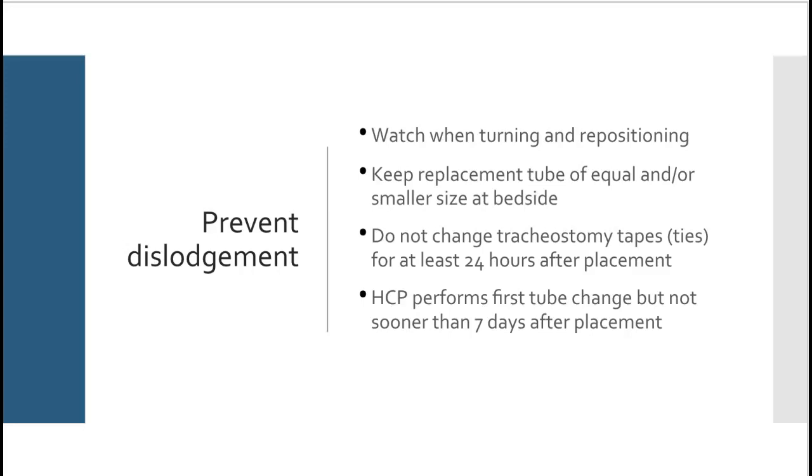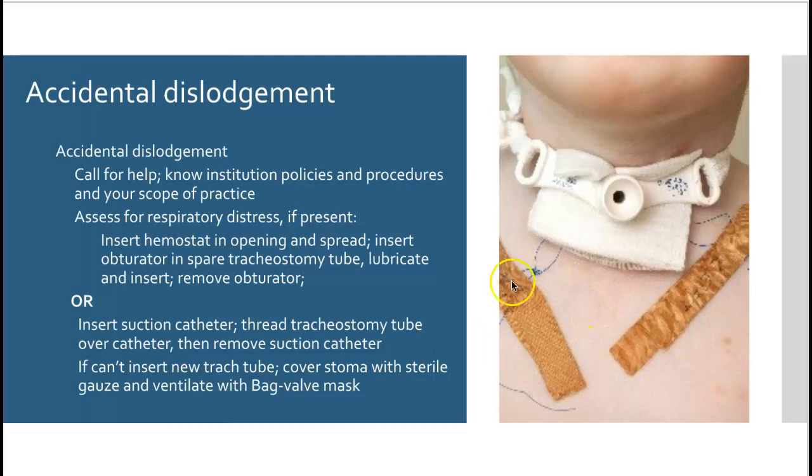You do not change your tracheostomy tapes or ties for at least 24 hours after placement. And then the healthcare provider performs the first tube change, but not sooner than 7 days after it has been placed. Notice in this picture you can see these sutures. Tracheostomies are most often sutured in place to help keep them from being dislodged.